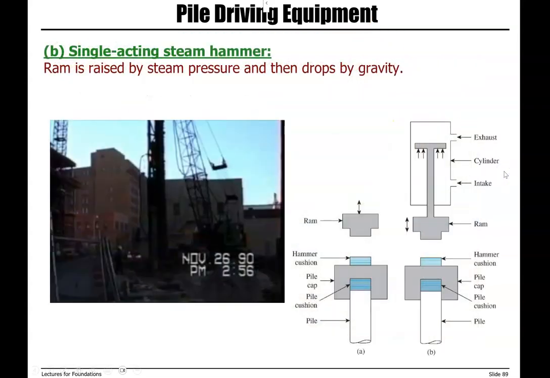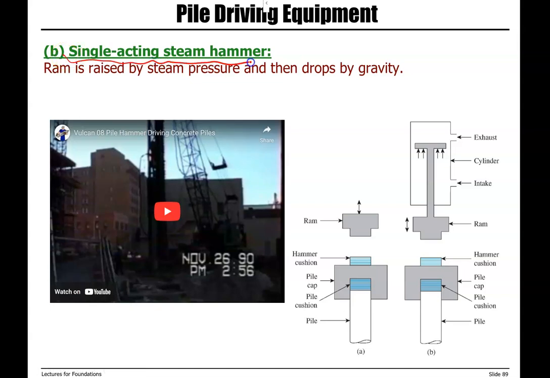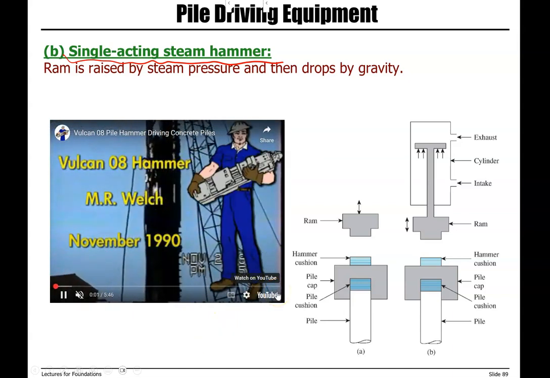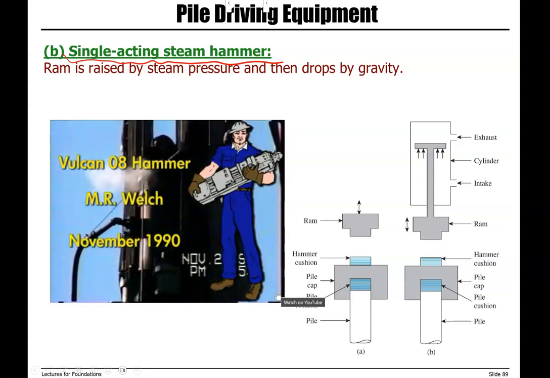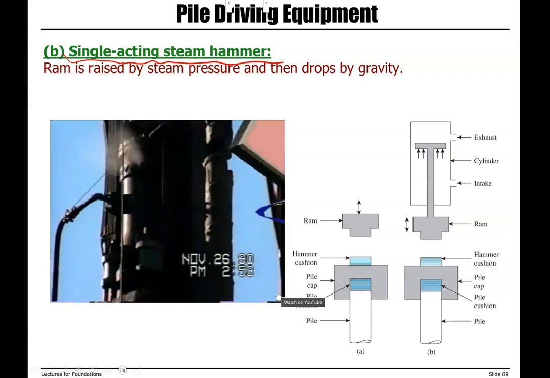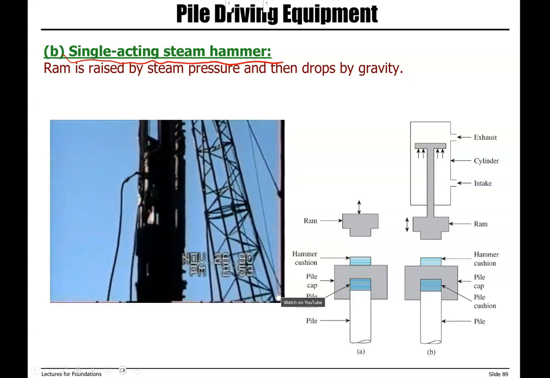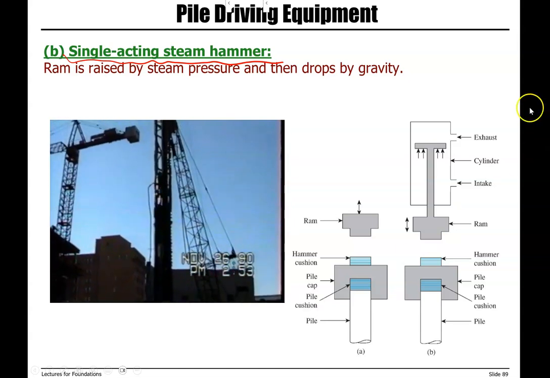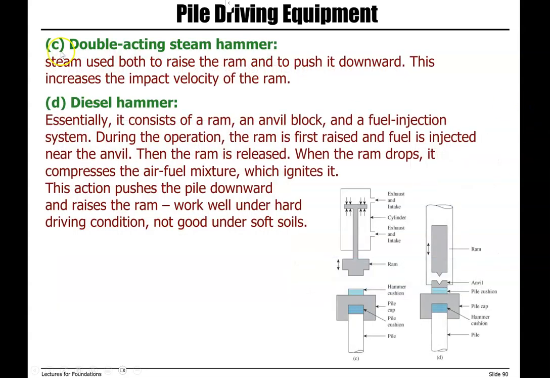So another type of hammer is called single acting steam hammer. In this case, and you can see the detail here, the ram is raised using steam pressure, and then it's dropped under its own weight, dropped by gravity. So this is single acting steam hammer, and then we have dual acting steam hammer. Basically, steam is used to raise the ram and then push it downward. This increases the impact velocity of the ram, and also we have a higher rate of blows.